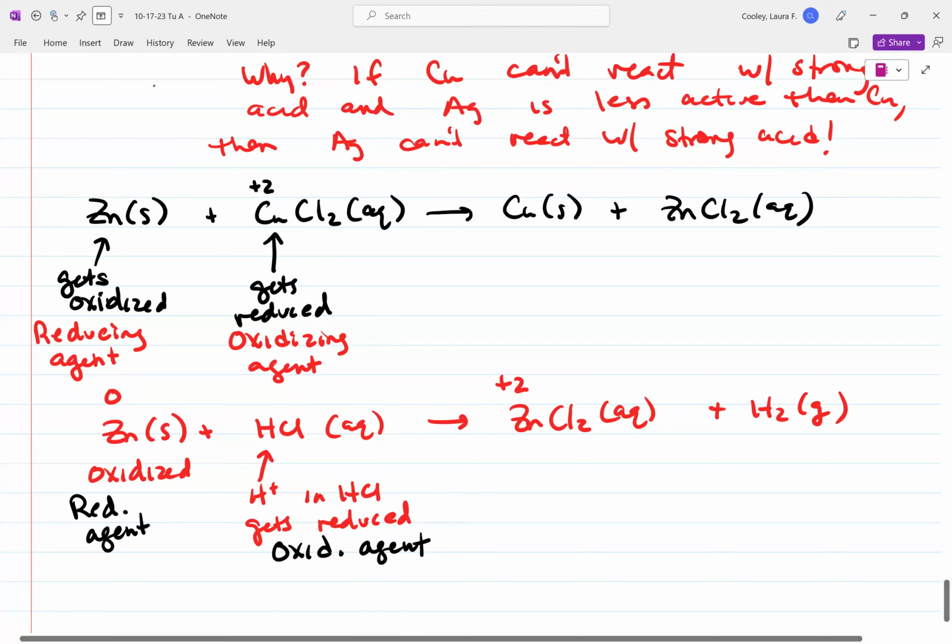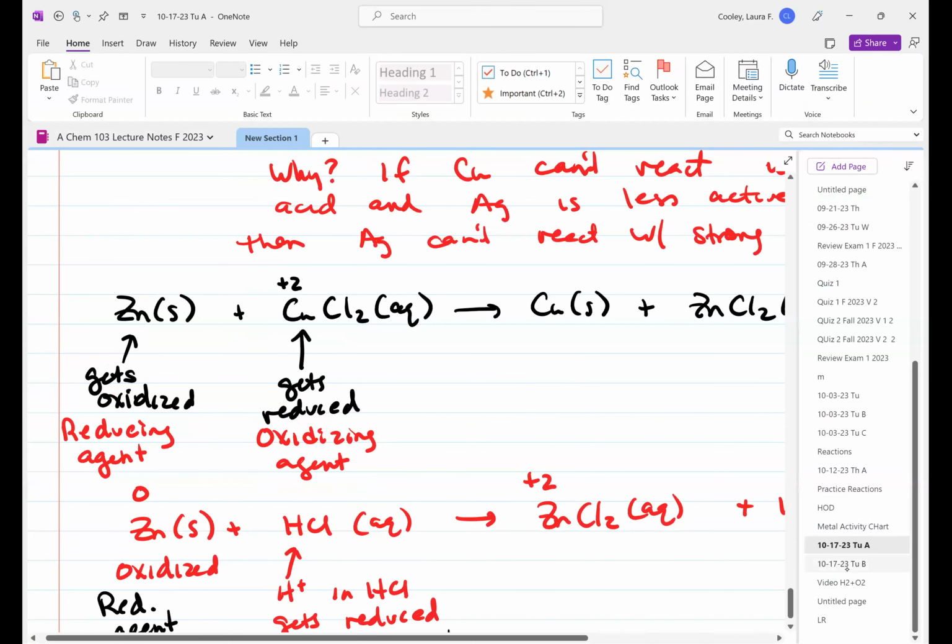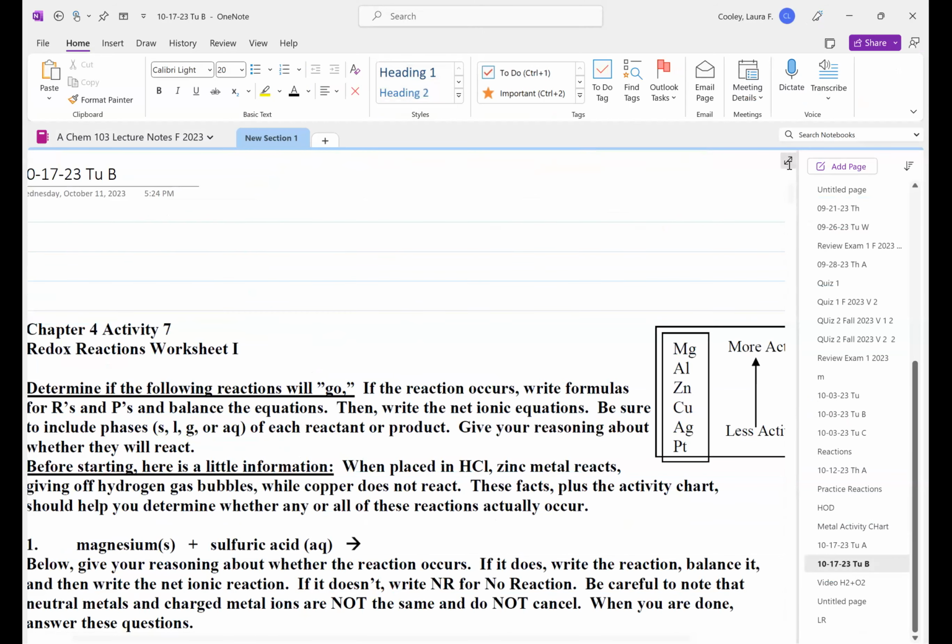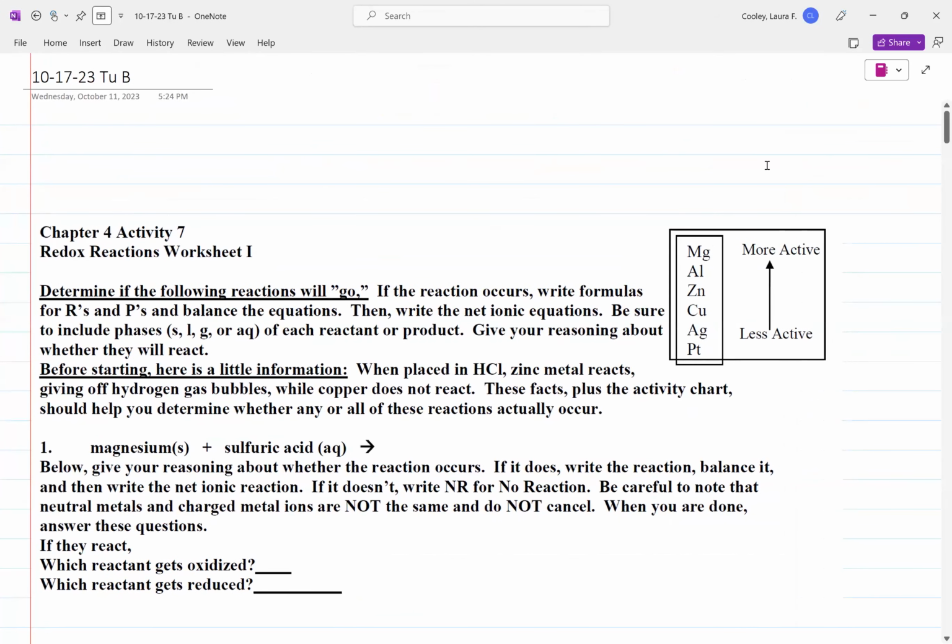Okay. So now I'd like you to take out the next activity sheet, which has some practice with this. I think on yours, it says to write the net ionic equations. We're not doing that this year. You can just cross that out.